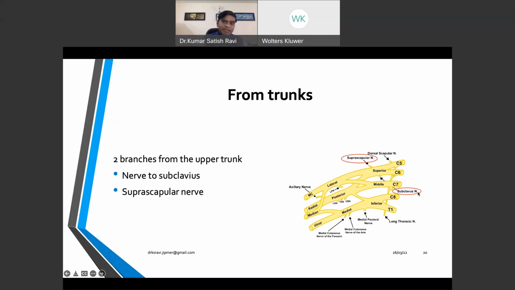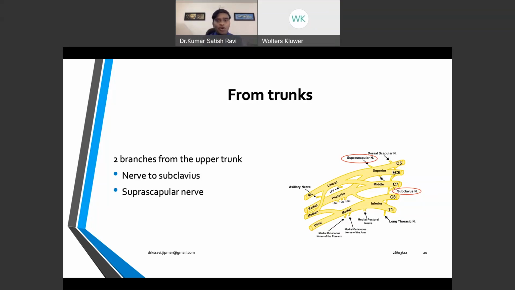So the nerve to subclavius arises from the upper trunk of the brachial plexus and carries fibers from C5 and C6, because I said it is a branch from the upper trunk, and the upper trunk is formed by C5 and C6. Then it descends in front of the brachial plexus and subclavian vessels and supplies the subclavius muscle, which is attached on the inferior surface of the clavicle on the floor of the subclavian groove.